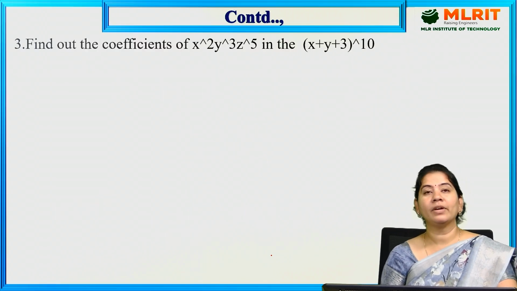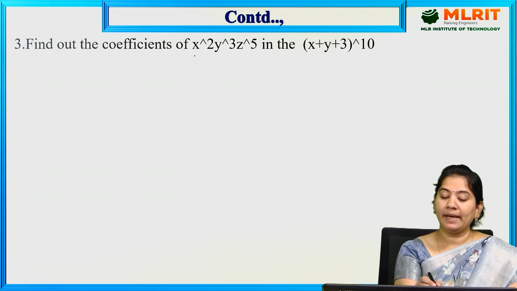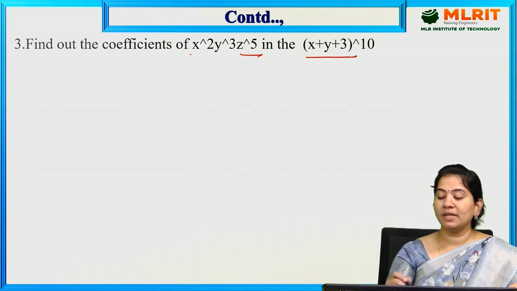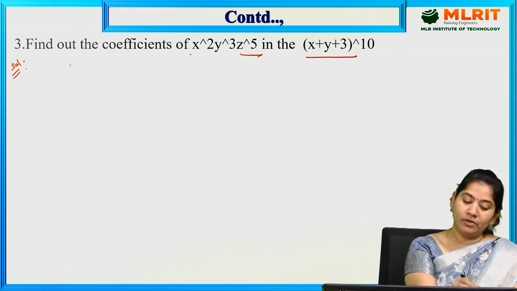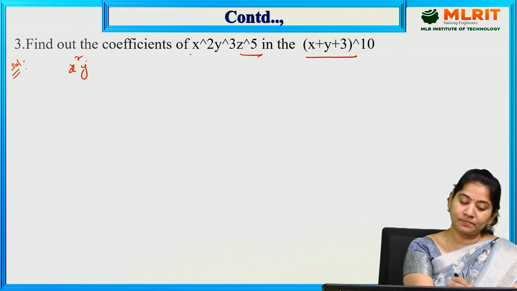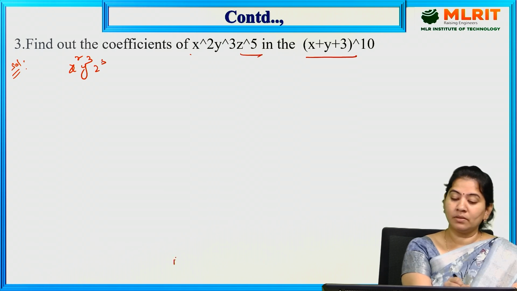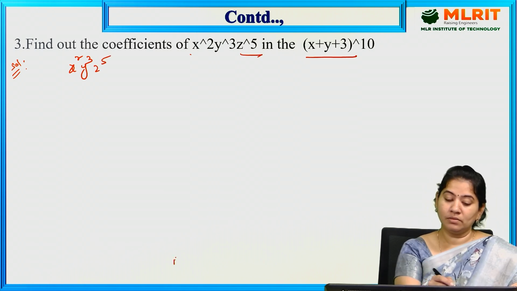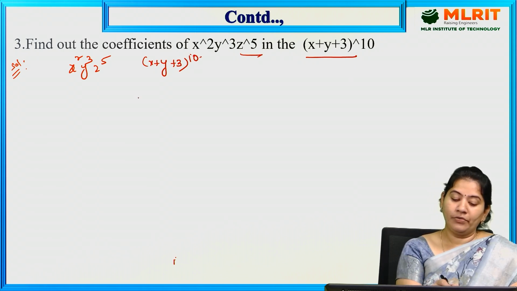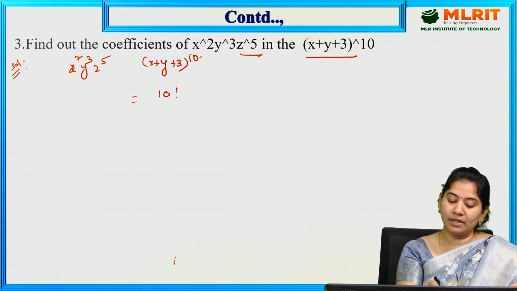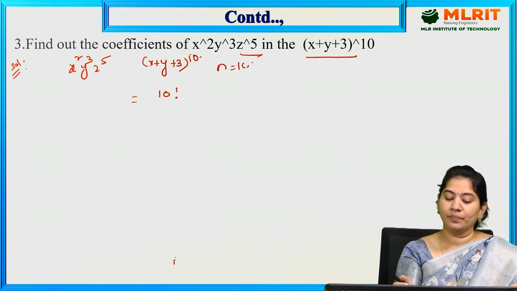So we also have another problem here. Find the coefficient of x square y cube z power 5 in (x + y + z) whole power 10. So now let us write down the given question here. You need to find out x square y cube z power 5. The question is (x + y + z) whole power 10. So now if you observe, 10 factorial, because here n is equal to 10.